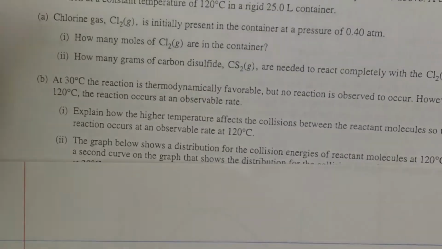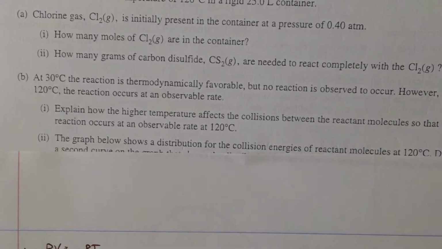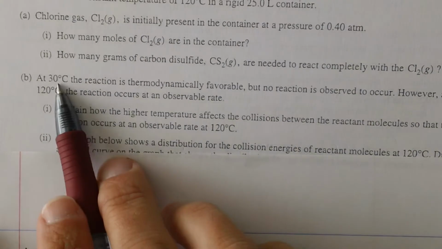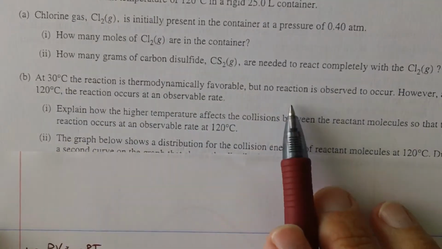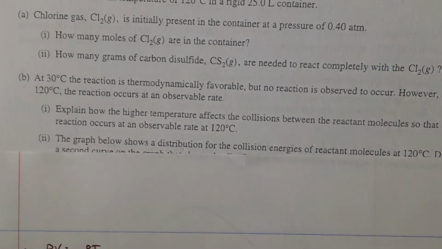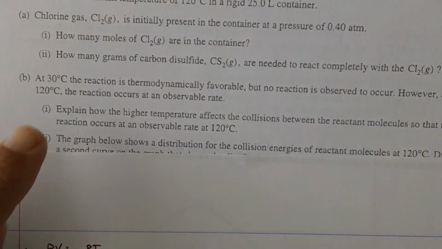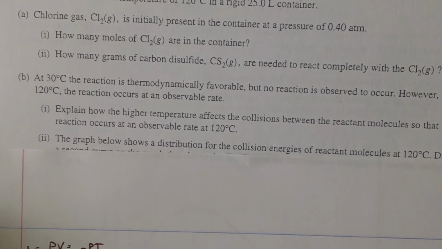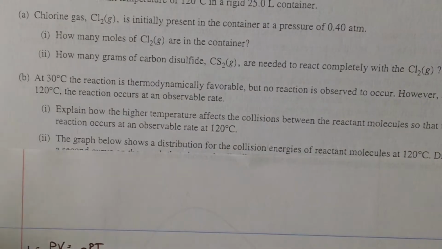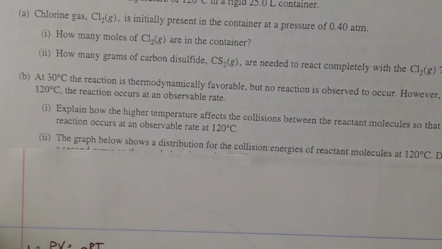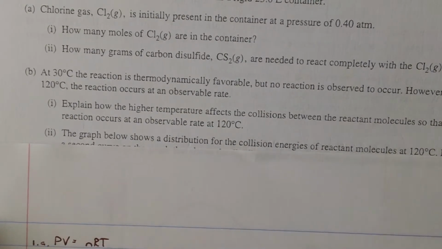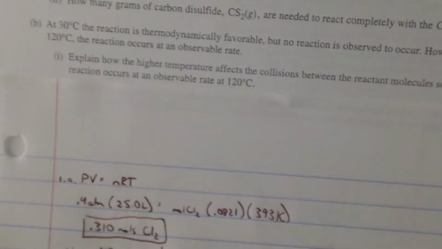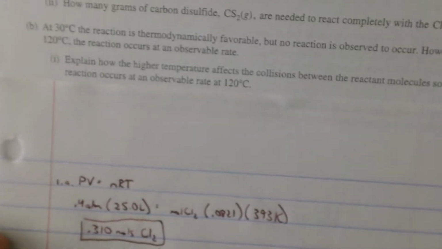Part B, at 30 degrees Celsius, the reaction is thermodynamically favorable, but no reaction is observed to occur. However, at 120, the reaction occurs at an observable rate. If you're at a temperature and it's thermodynamically favorable, but you don't see a reaction, the reason is because the activation energy is so high that that temperature doesn't give us enough kinetic energy to get very many particles to that activated complex. So at 120, all of a sudden the reaction starts to take place. This is a collision theory question. So in B1, it says, explain how the higher temperature affects the collisions between the reactant molecules so that the reaction occurs at an observable rate at 120.